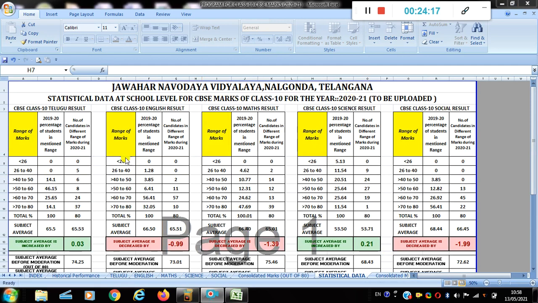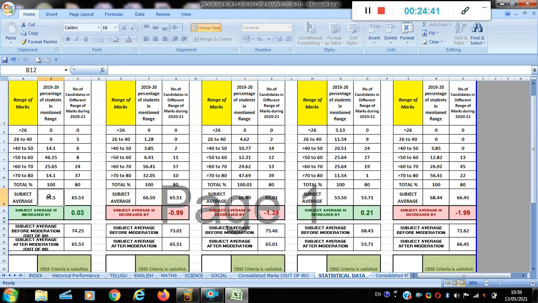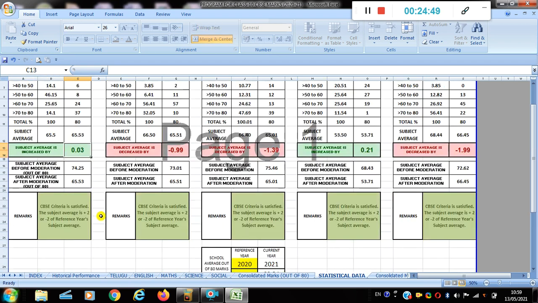The statistical data is very much self-explanatory. The first table is for Telugu, English, Mathematics, Science, Social. Altogether you can take the print in a single sheet. Ranges of marks, 2019-20, I mean historical years' percentage, number of candidates in different ranges during this year, and the subject average of the historical year, and this is the subject average of the present year. Subject average is increased by 0.3. Before moderation it is 74.25, after moderation it is 65.53.